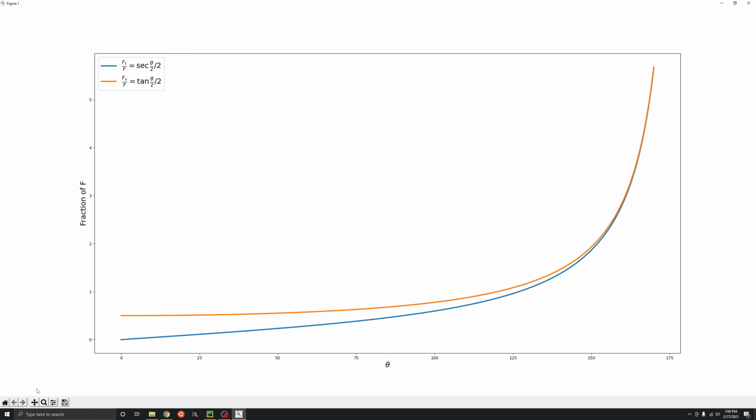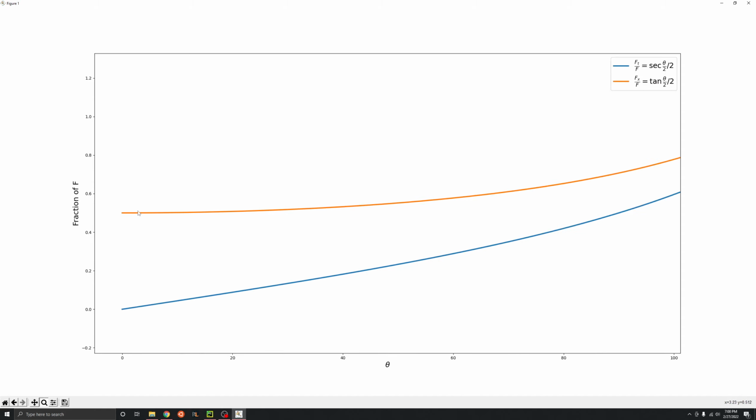And notice, I'm going to zoom in right here. Let's zoom in for 100 degrees. Notice that at theta is 0, half of the total force winds up being the tension, and none of the total force winds up being this horizontal component. But as theta increases, this horizontal component gets bigger. And because it's getting bigger, even though the vertical component's staying the same, this total force, which winds up going as secant, increases as well.